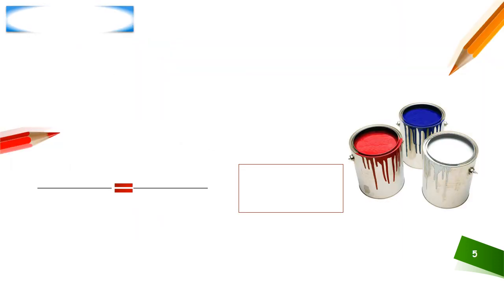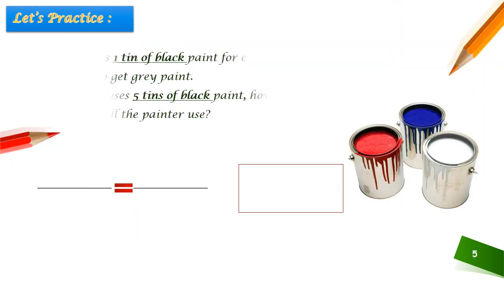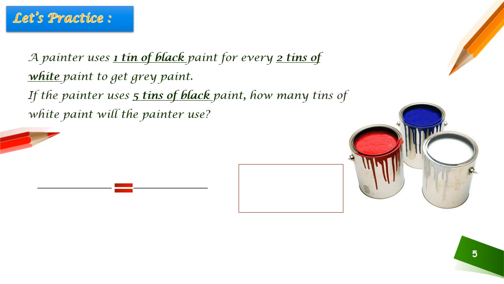Okay, let us practice now. A painter uses 1 tin of black paint for every 2 tins of white paint to get gray paint. If the painter uses 5 tins of black paint, how many tins of white paint will the painter use?